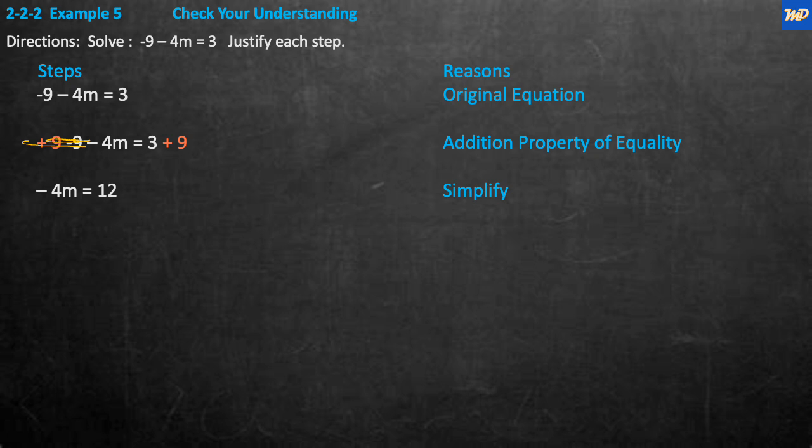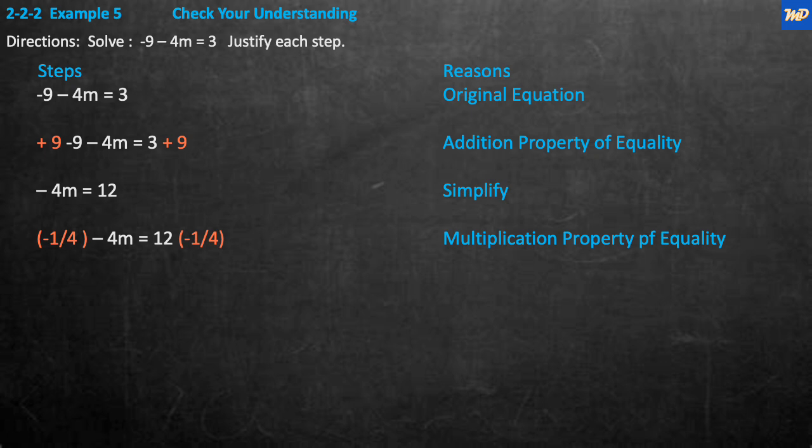And in order to do that, we have to divide by negative 4, or we can multiply by the reciprocal, which is negative 1 over 4 in our case. Okay, so we've simplified and we're moving forward. To get the m by itself with a positive coefficient, we're going to multiply by the reciprocal of negative 4, which is negative 1/4.